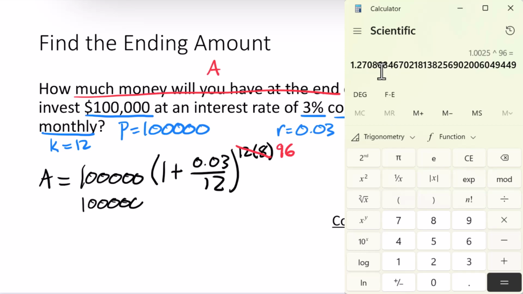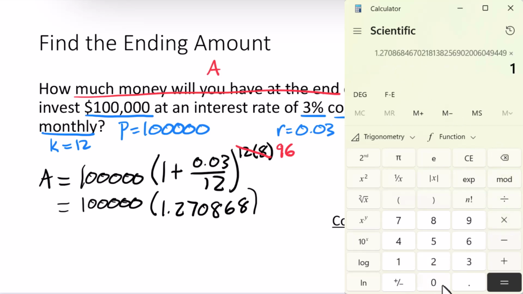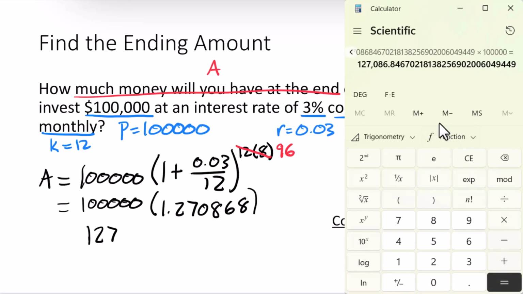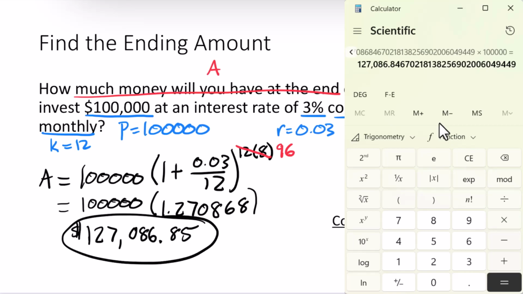So this is going to be 100,000 times 1.270868, etc. And it keeps on going. And then I'm going to multiply that decimal by 100,000. So when I multiply by 100,000, I end up with $127,086.85.